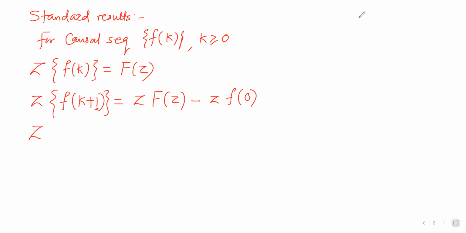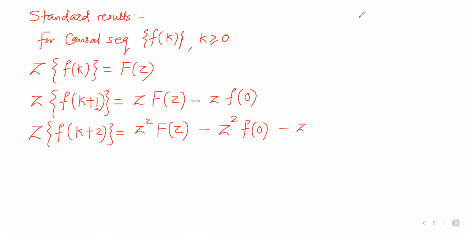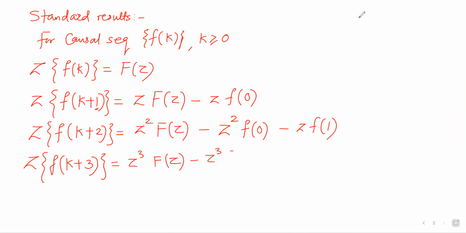Then Z transform on f of k plus 2. You start with z square F of z and then subtract the terms here. So it is z raised to n, so z square f of 0 minus z times f of 1. Similarly, you can write Z transform on f of k plus 3. It will be z cube F of z minus z cube f of 0 minus z square f of 1 minus z times f of 2, and so on.